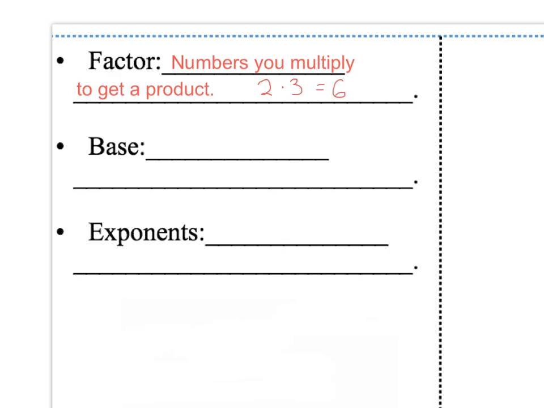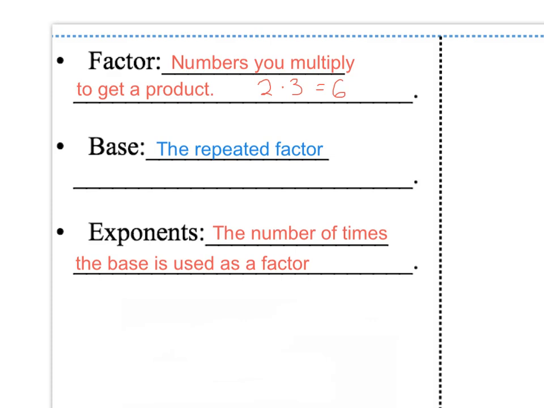Our second vocabulary word is called base. And the base is the repeated factor. The base is the number that repeats over and over again when I multiply. The next vocabulary word is called exponents. And an exponent is the number of times the base is used as a factor.